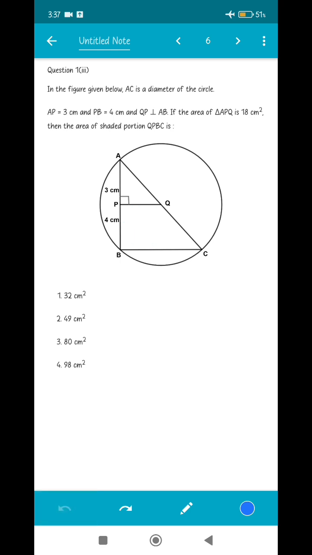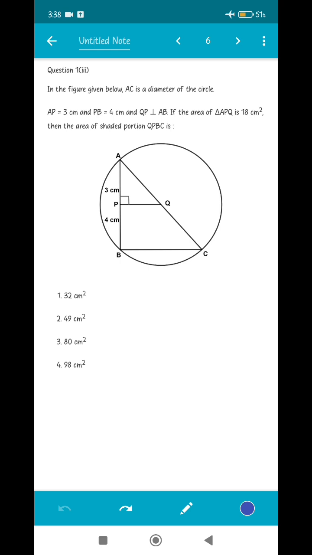Let's see. We know one thing, that whenever we have two similar triangles, the ratio of the area of the similar triangles will be equal to the ratio of the square of any of the corresponding sides. So we are going to use that concept, but before that we need to prove that these two triangles that we can see, APQ and ABC, are similar to one another. First of all, this angle A is common for both the triangles. Also, angle P and angle B are each 90 degrees. So using the AA criterion of similarity, you can easily say that these two triangles are similar to one another.